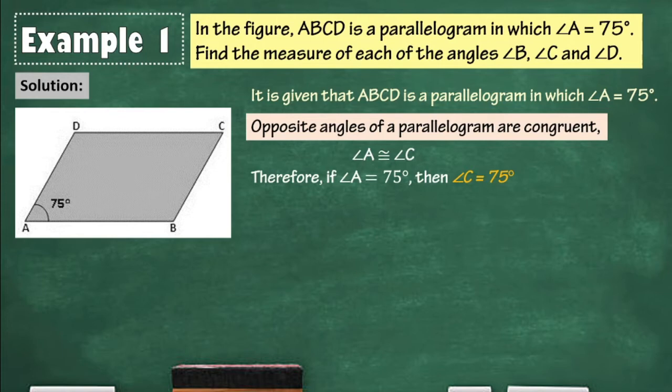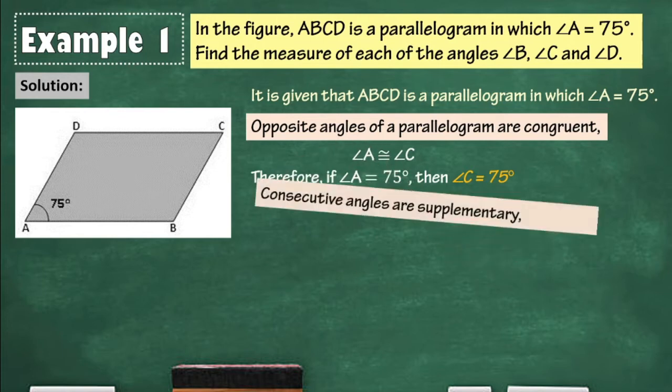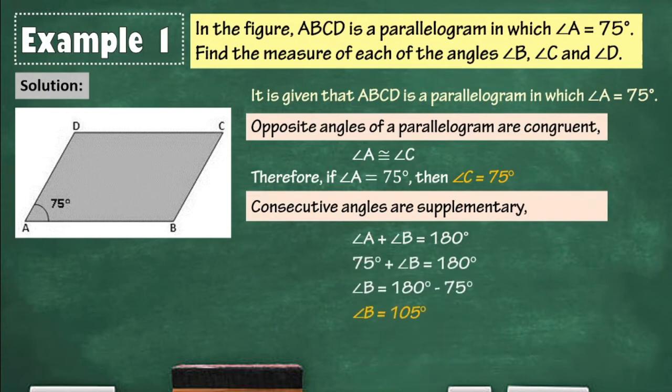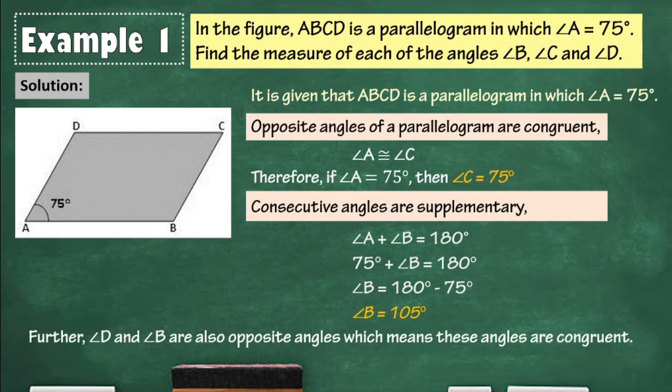What about the measures of angles B and angle D? We can use the consecutive angles are supplementary property. Angle A and angle B are supplementary angles since they are consecutive angles. Therefore, angle B is equal to 105 degrees. Further, angle D and angle B are also opposite angles, which means these angles are congruent. With that, angle D is also 105 degrees.